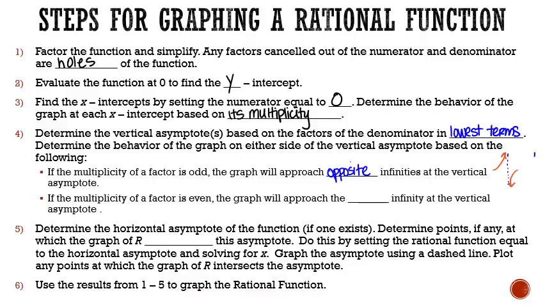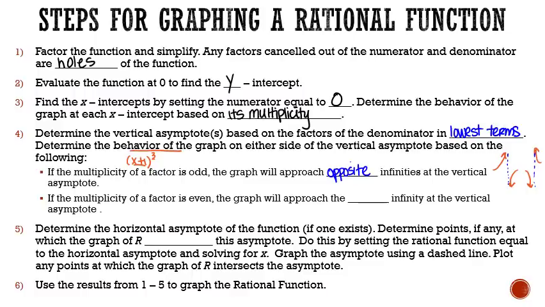So this is an example, or we could have had it this way where on the left I was approaching negative infinity and on the right I was approaching positive infinity. So opposite infinities, so if it's an odd factor, so for example if you had something like x plus 1 cubed in the denominator, this would have a vertical asymptote of x equals negative 1 with an odd multiplicity, so I'd be going towards opposite infinities there.